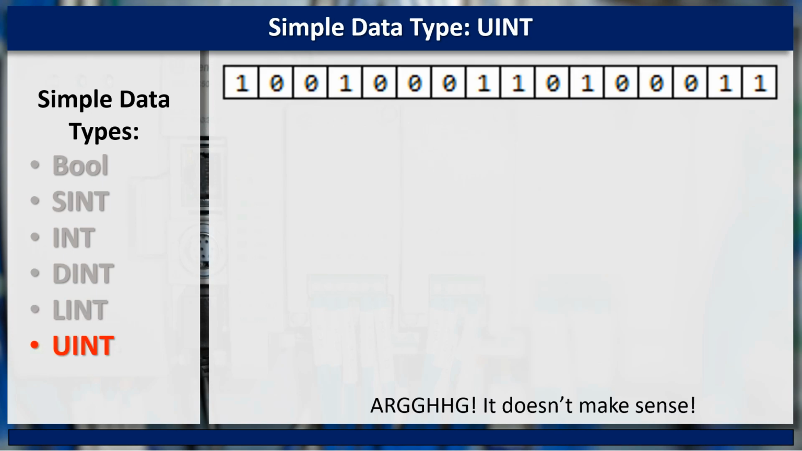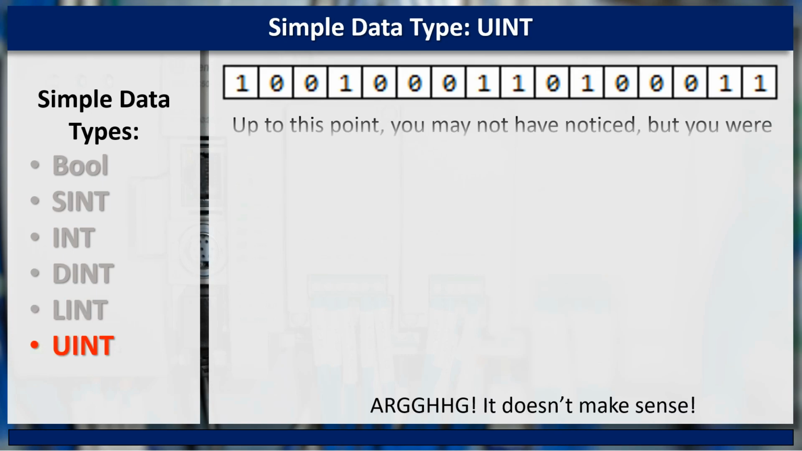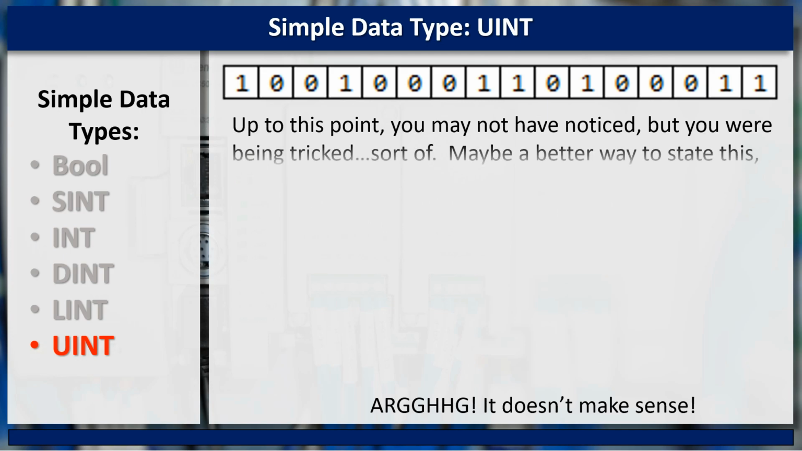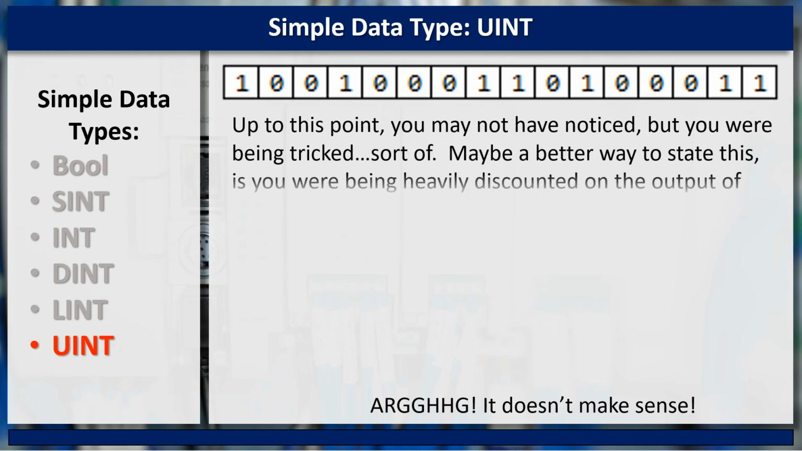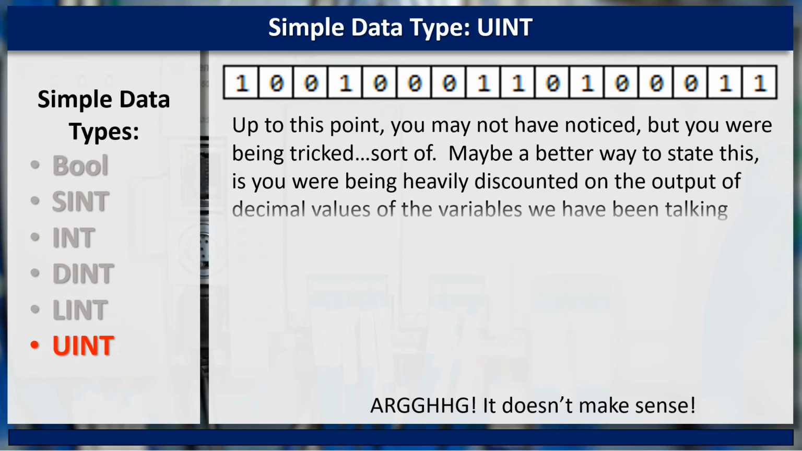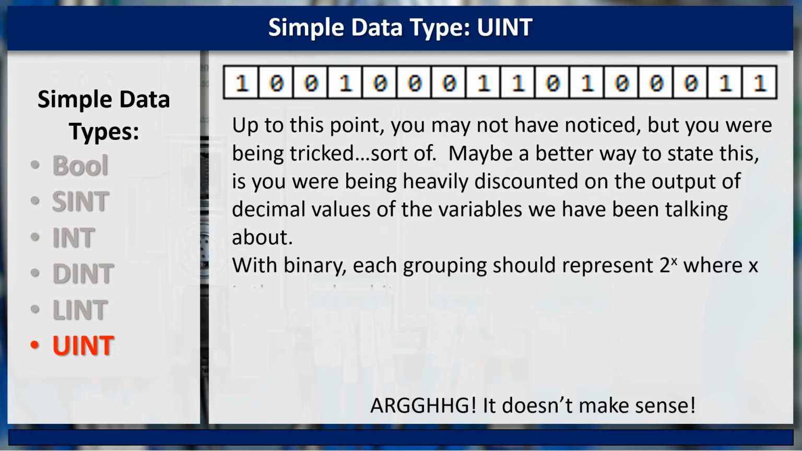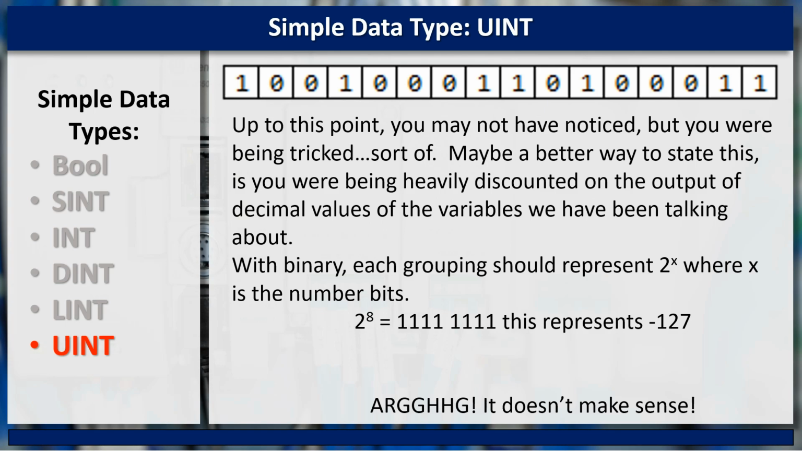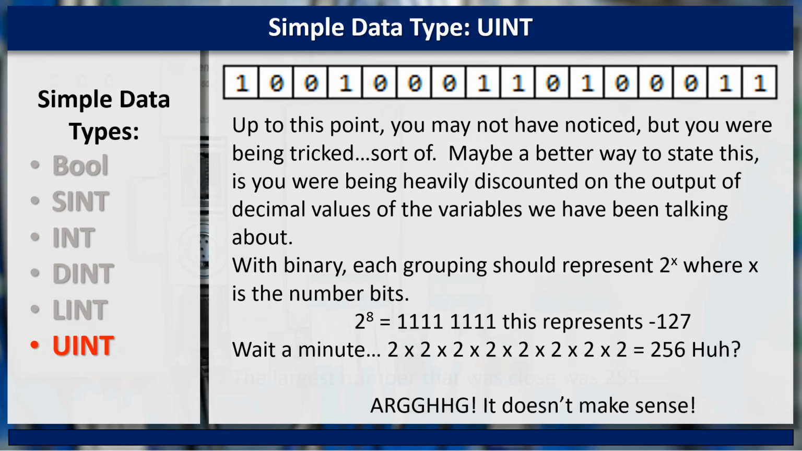Up to this point, you may not have noticed, but you were being tricked. Well, sort of. Maybe a better way to state this is that you are being heavily discounted on the output of the decimal values of the variables we've been talking about. With binary, each grouping should represent 2 to the power of x, where x is the number of bits. So 2 to the power of 8 would be 8 bits. But all 8 bits on represents negative 127.